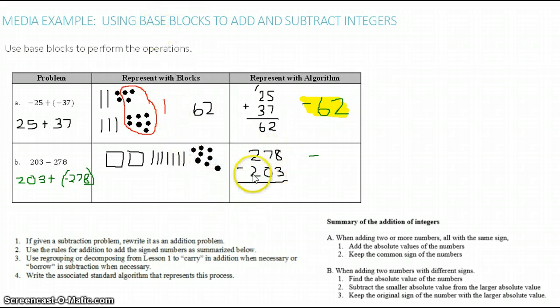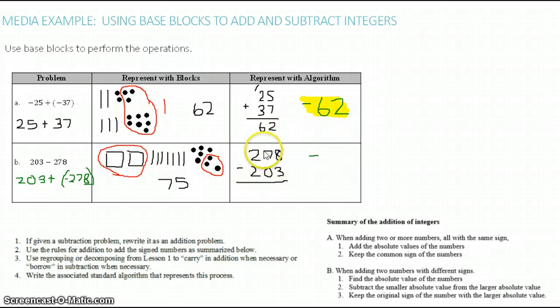Now we want to take away 2 flats, 0 rods, and 3 ones. So let's circle those because we're going to take those away. We're going to take away 2 flats for the 200 and 3 ones. So there's our 203 we're taking away. And everything that's not in red is going to be our final answer, our result. So we have 10, 20, 30, 40, 50, 60, 70, and 5 ones. So our result is 75.